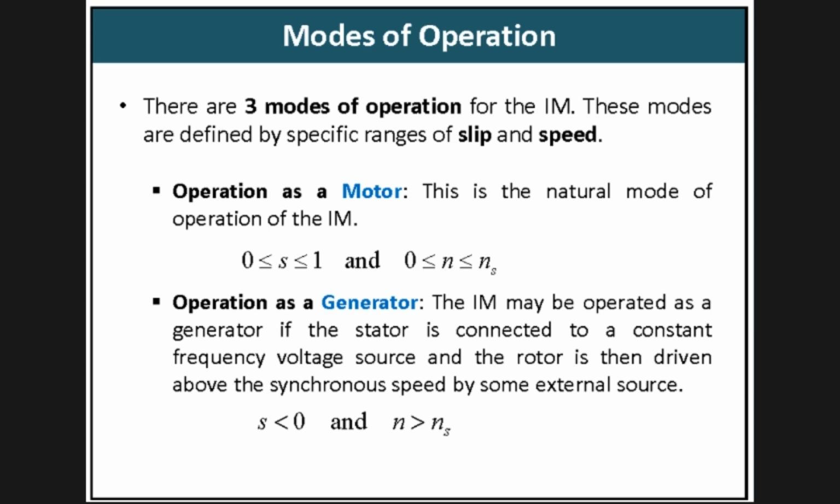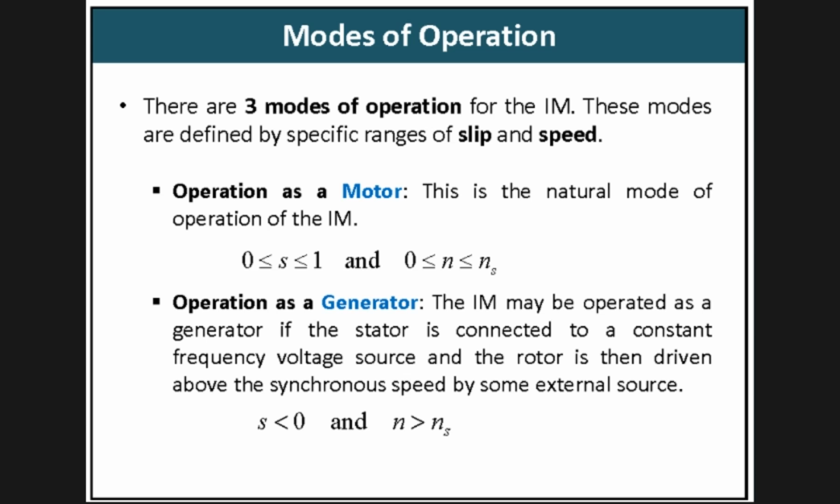And if it is operating as a generator, then in that case the induction machine may be operated as a generator if the stator is connected to a constant frequency voltage source and the rotor is then driven above the synchronous speed by some external source. Then the slip will be a negative value and the speed of the rotor will be greater than the synchronous speed. Then it is working as a generator.